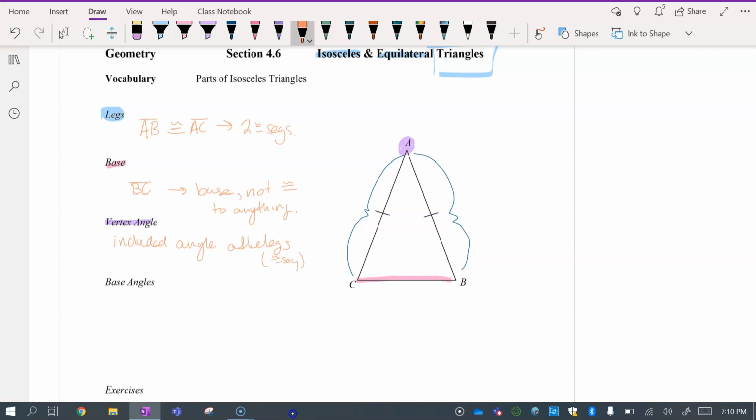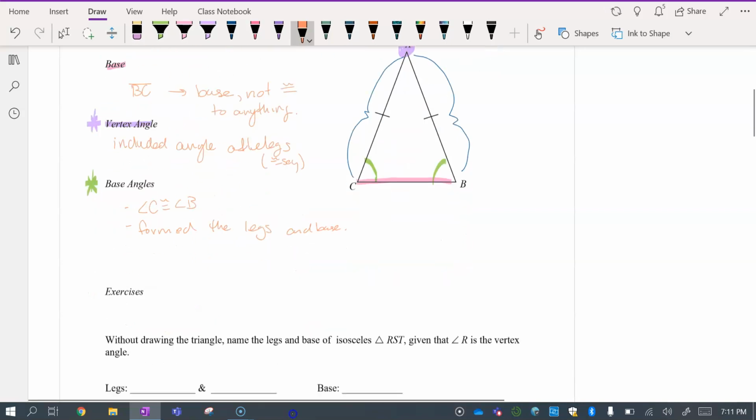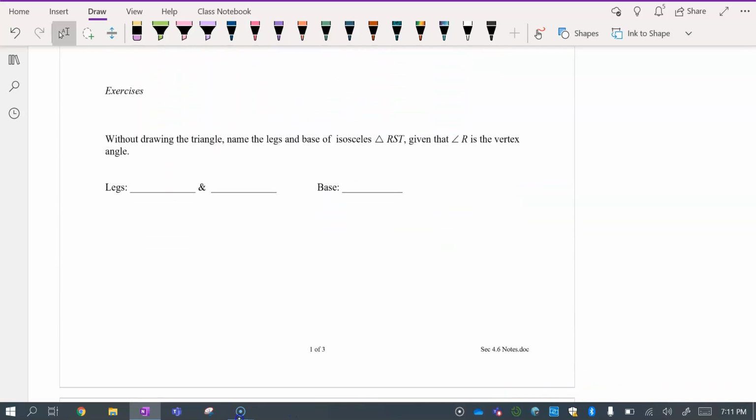Okay, then we have the base angles. The base angles, let me get a different color here. So the base angles are the two angles down at the bottom. So we know we have a vertex angle, right? We have a vertex angle, and then the other two angles are called the base angles. So those two angles are going to be congruent to each other. They are formed by the base and the leg. So angle C is congruent to angle B, and again, they are formed by the legs and base. Okay, all right, moving on.